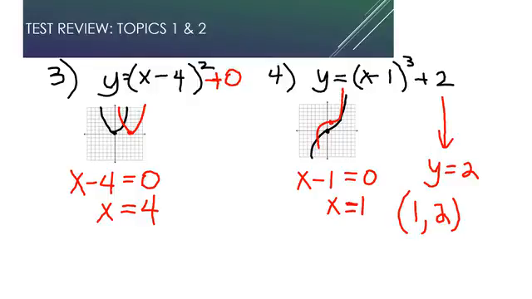Review your parent functions. Review what the graph should look like where the point is 0, 0, or it may be 0, 1 if you're talking about exponential. Okay, next problem. Number 5 asks us to find the inverse. Remember that this means inverse, okay? And it wants to find the inverse of y equals 3x minus 2.